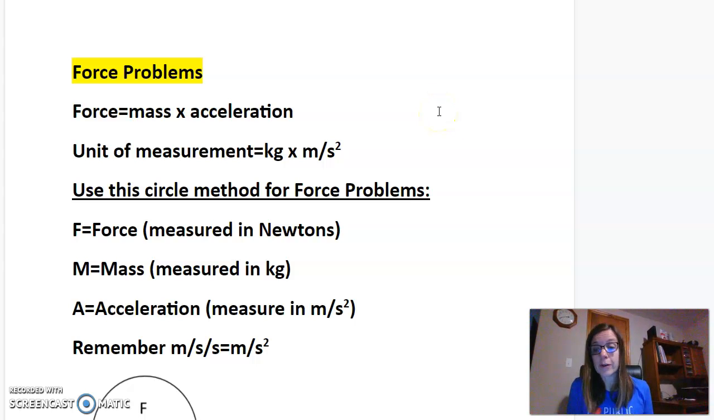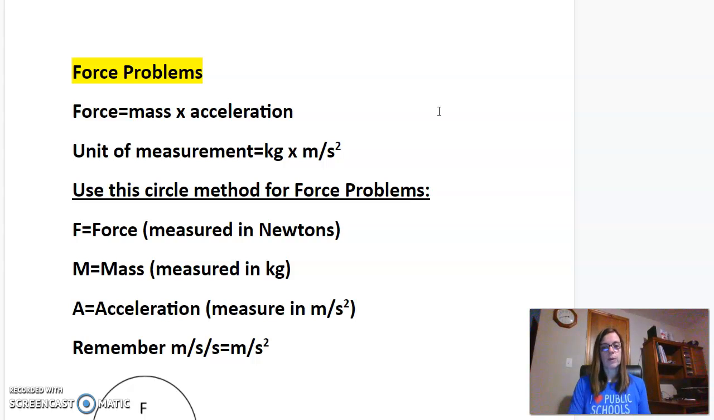I'm putting together a video for you guys so that you can find out how to do force problems. And I want to show you my screen as I'm going along so that you can kind of see what I'm doing, have some examples, and then there'll be a set of problems that you're going to work on this week that you'll need to be able to use these problem solving methods on.